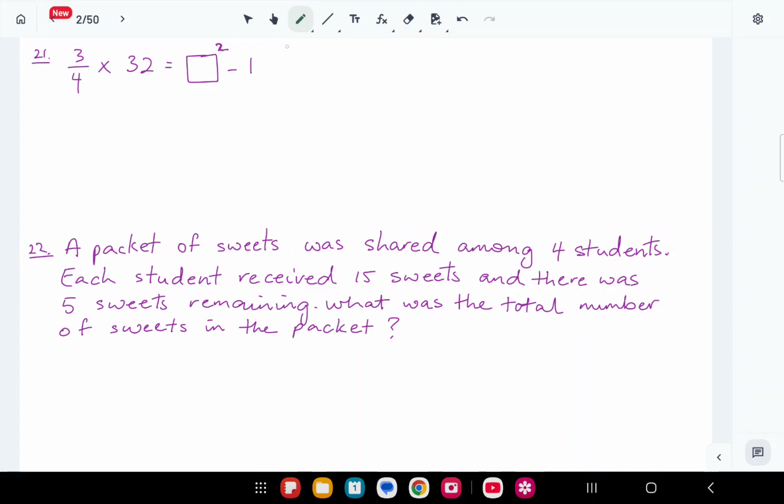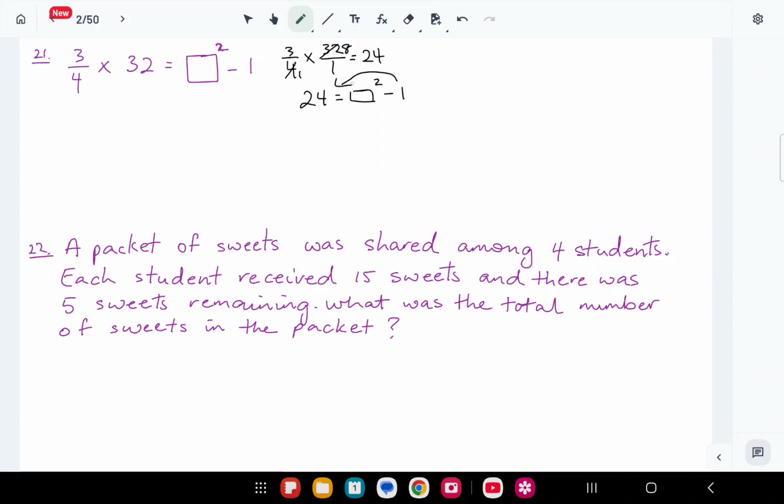So let's start working out this here. Let's work out 3/4 multiplied by 32 over 1. 4 into 4 is 1, 4 into 32 is 8, 8 3s are 24. So whatever is on the right hand side needs to equal 24 when worked out. So we have 24 is equal to some number squared, take away 1.